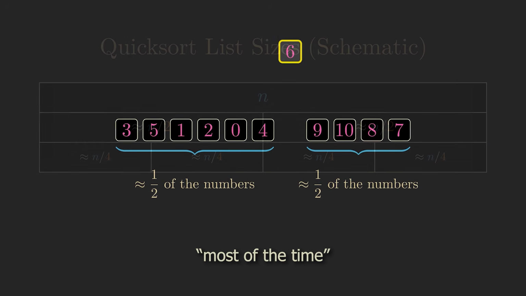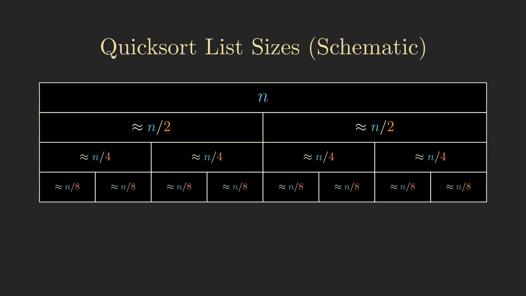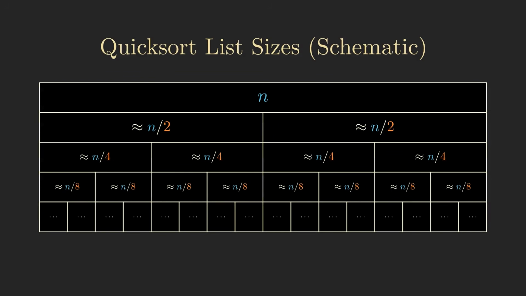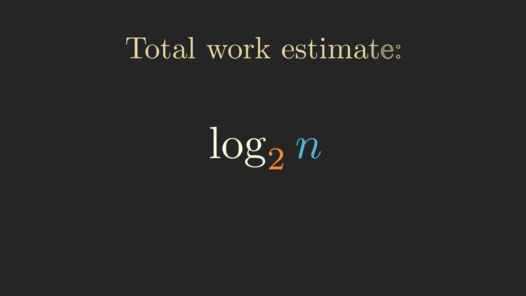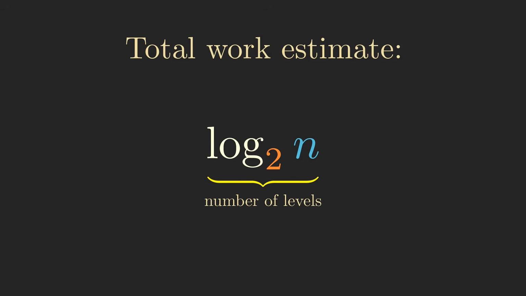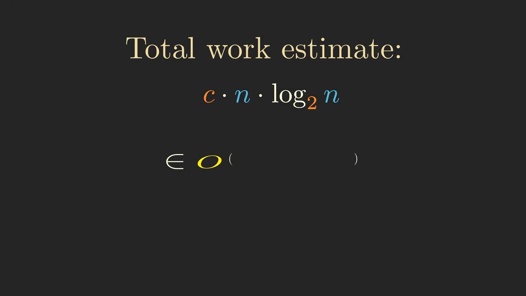Therefore, we can expect the total number of levels to be roughly the number of times you can divide n by 2 before you get down to lists with just one number, or in other words, log base 2 of n. So the combined work done by all the levels is the number of levels, which we're estimating at log base 2 of n, times the work done at each level, which we know is roughly c times n. And that suggests an overall running time of O of n times log base 2 of n.